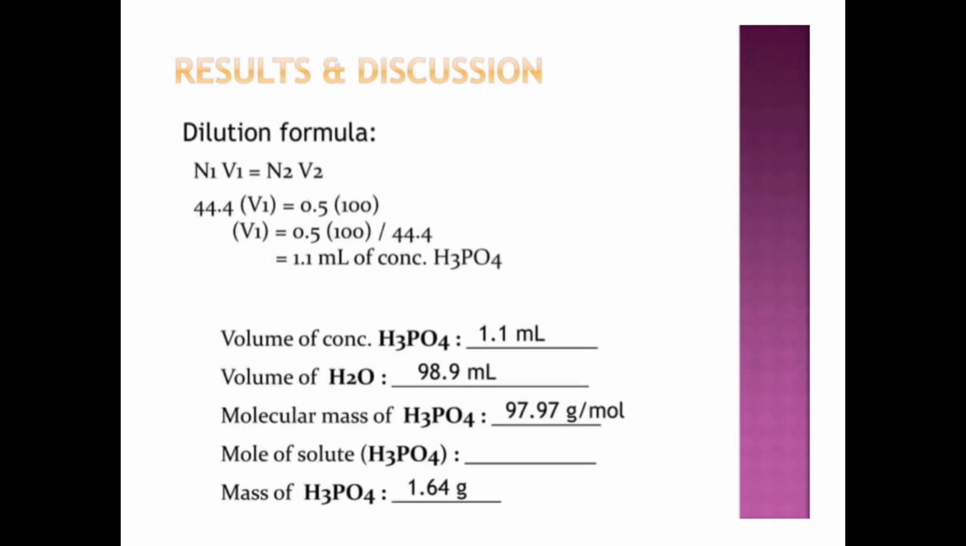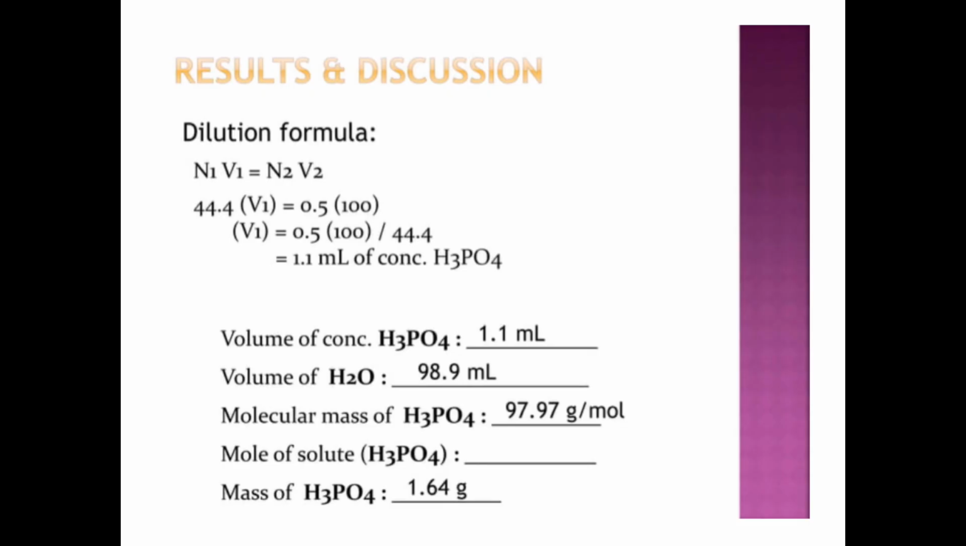But in this case, there is no need to divide. We just go straight into the calculation. So you have N1V1 is equal to N2V2. For the first one, 44.4 times the volume we are looking for. The second one is 0.5 normal multiplied by 100. So that means you need 1.1 ml of H3PO4. The volume of conc H3PO4 you are going to need is 1.1 ml, while the volume of water, because you have to make it up to 100, is 98.9 ml.